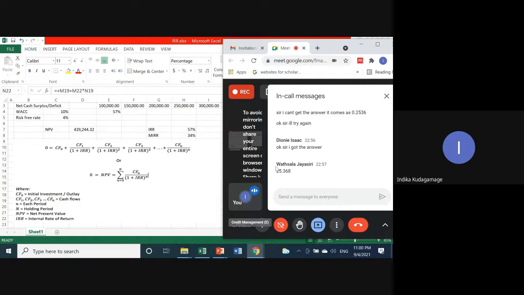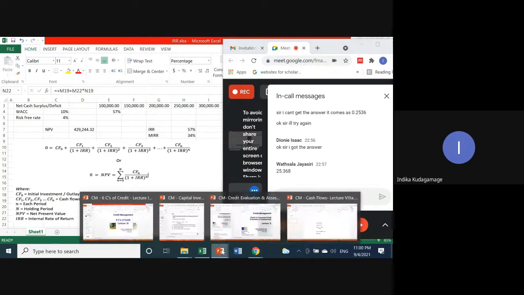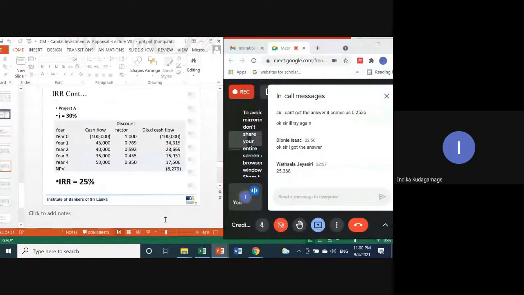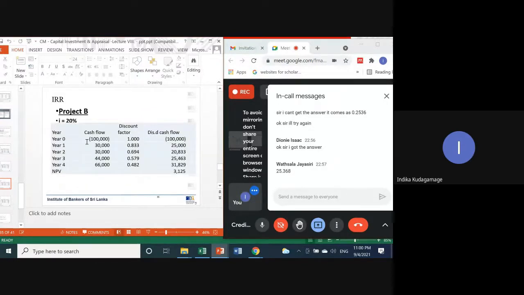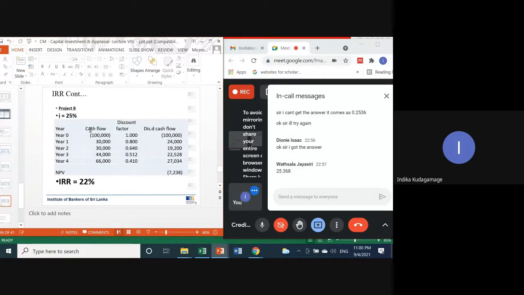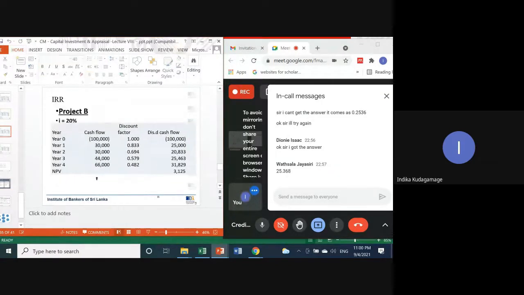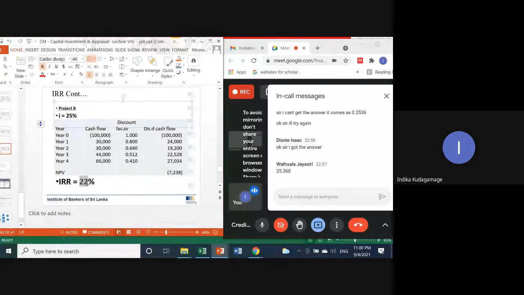Whoever could not finish, please do it and see whether you are getting this. So you are getting something like this, 25. All got a similar thing. Similarly, you can do the same thing for project B. Then IRR is 22. Project A IRR was 25 and project B IRR was 22.